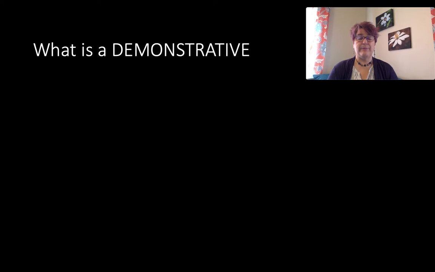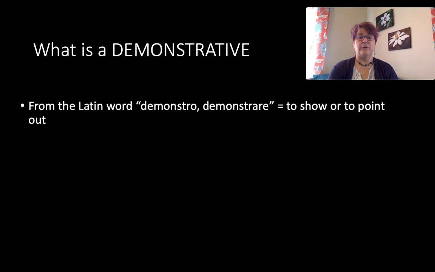First of all, what do we mean by the term demonstrative? It comes from the Latin word that means to show or to point out, demonstro, demonstrare. And that is its actual function within a sentence, to literally point to the noun that it is describing or replacing. Let's look at some examples in English of how this, these, that, and those are used.